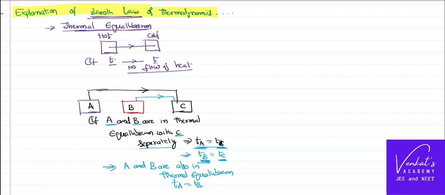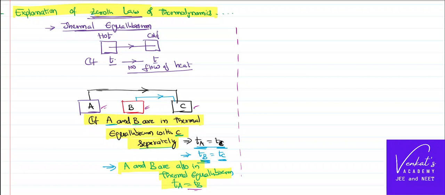So the zeroth law of thermodynamics says if A and B are in thermal equilibrium with C separately, it's implied that A and B are also in thermal equilibrium. Now, when you are listening to this, it may appear very simple to you. What is the big deal there? It is very simple, that's anyway obvious. If A and B are each in thermal equilibrium with C, then A and B are also in thermal equilibrium. It's implied, but that's not that simple.